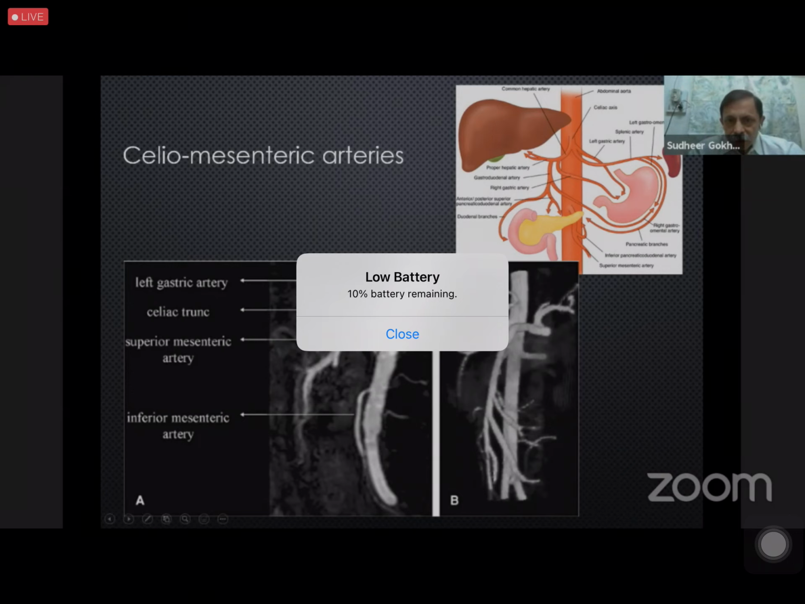So the celiac artery, or celiac trunk as we call it, is the first ventral branch. And then you have the superior mesenteric, and then you have the inferior mesenteric. So basically there are 3 unpaired ventral branches of the aorta which supply the different parts of the gut and the liver and the digestive organs as such, mainly the celiac trunk. The other 2 mesenteric vessels will supply the rest of the gut.